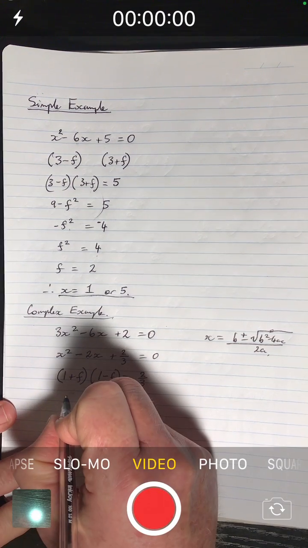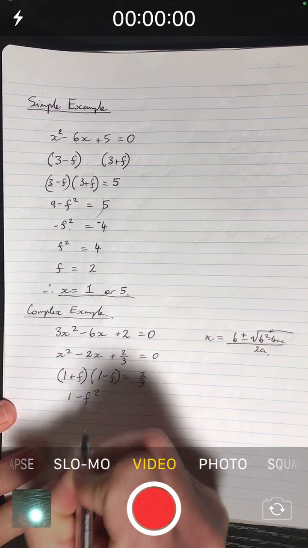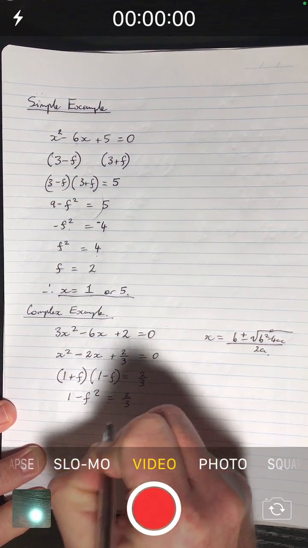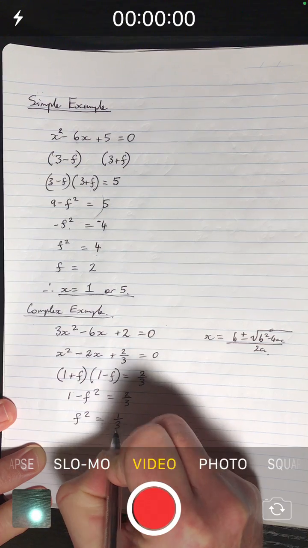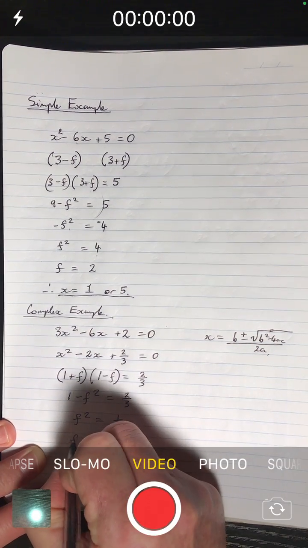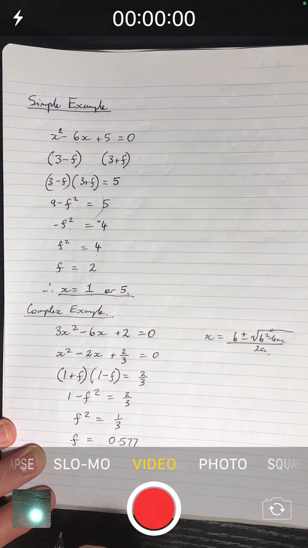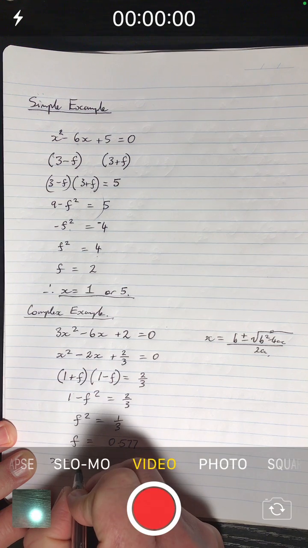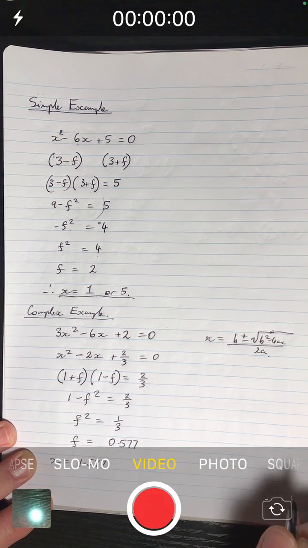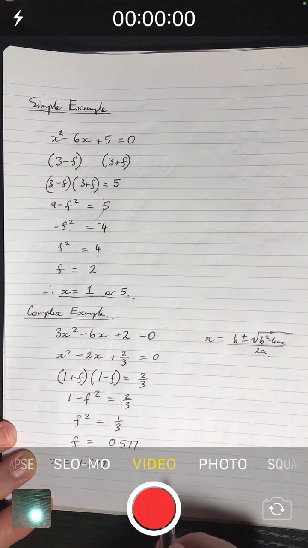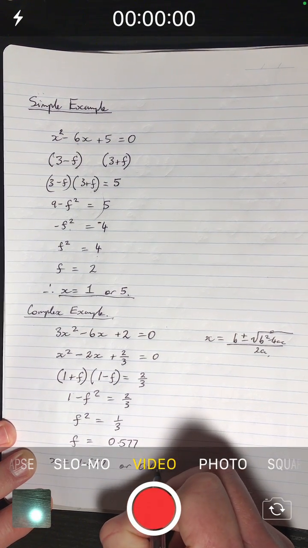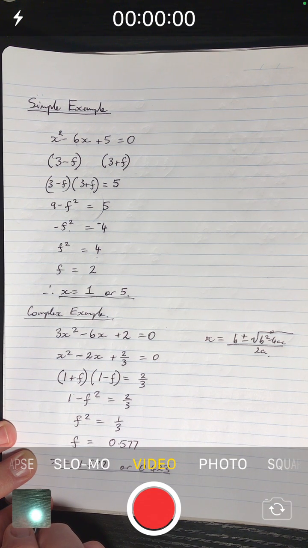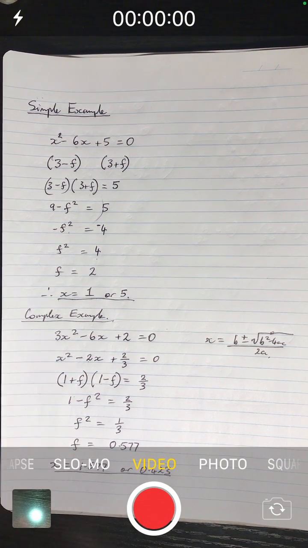Okay, let's multiply those two together. We get 1 minus f squared, and that equals 2/3. And so f squared will equal 1/3, which means f is equal to 0.577. Okay, that means our x is 1 plus 0.577 and 1 minus 0.577. And that is much quicker than spending your time substituting it into that formula.